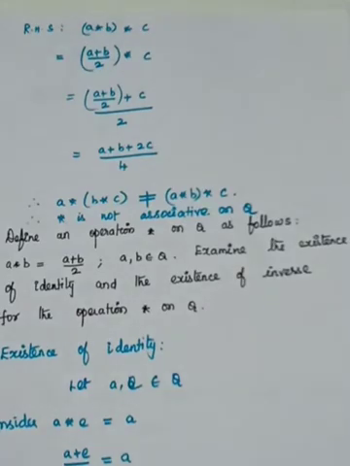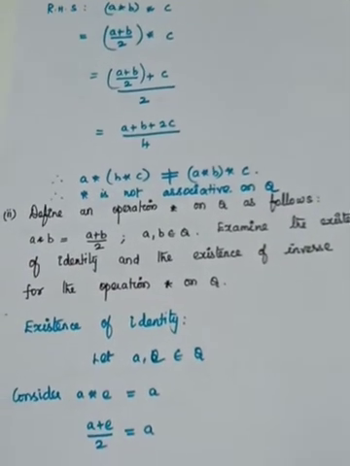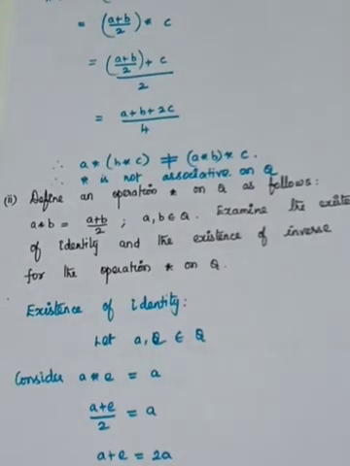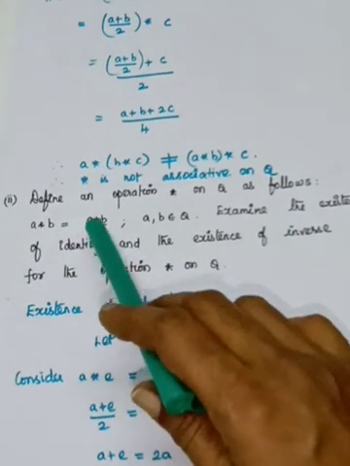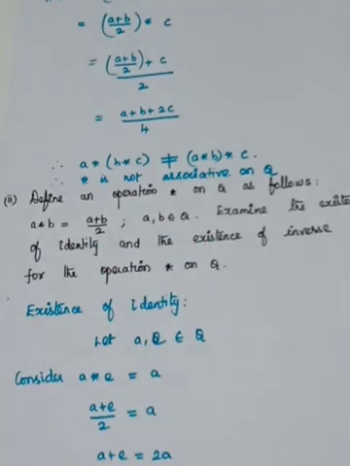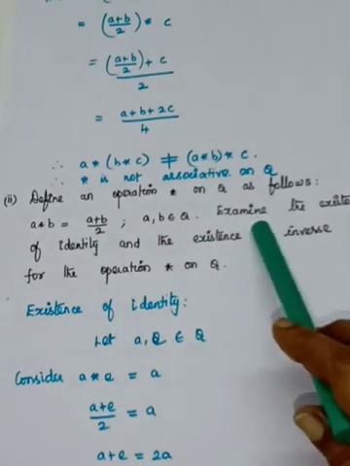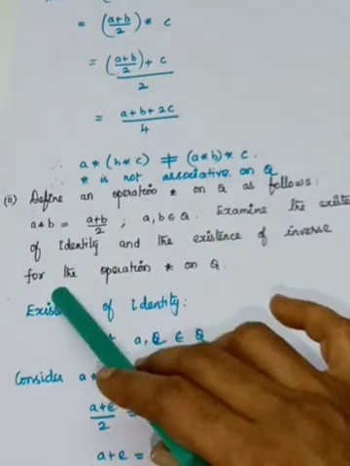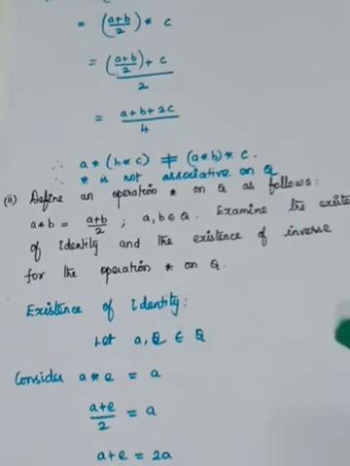Okay, we'll come to the second subdivision of this problem. Define an operation asterisk on Q as follows: a asterisk b is equal to (a + b)/2, where a, b belong to Q. The same way it is defined. Examine the existence of identity and the existence of inverse for the operation asterisk on Q.